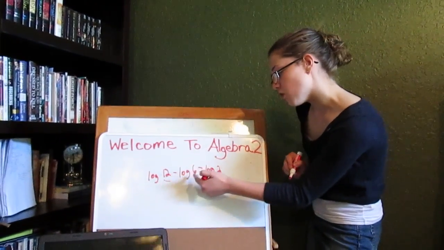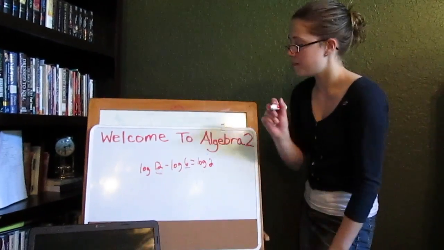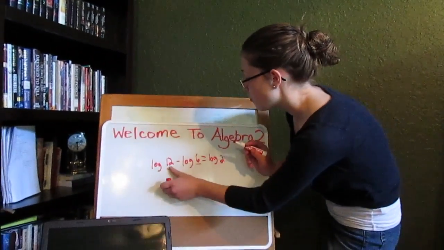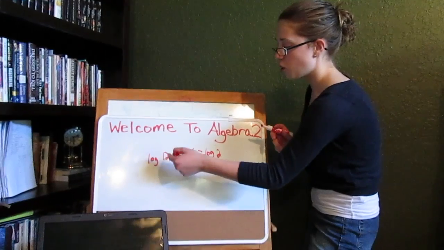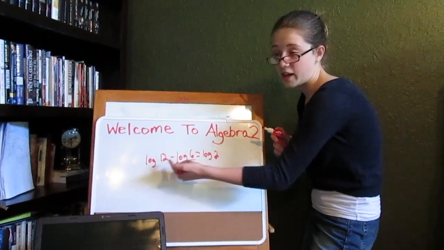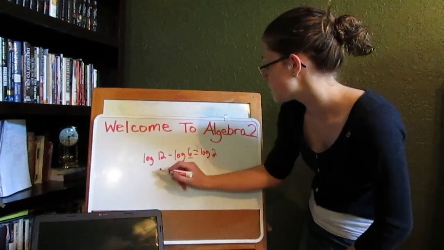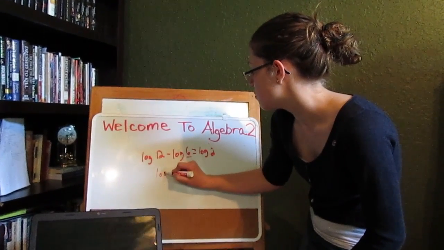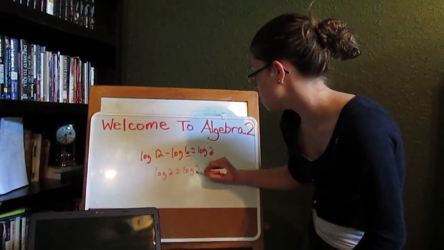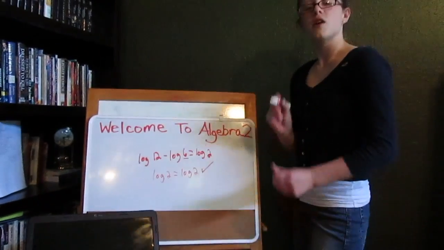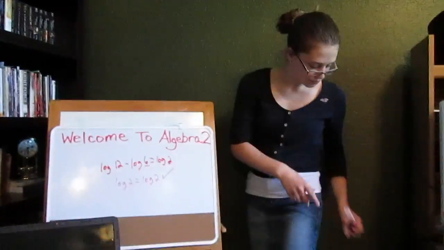Log 12 minus log 6 equals log 2. Simply do what you did before. Divide 12 by 6, since log 6 is being subtracted from log 12. Divide 12 by 6, and you have log 2 equals log 2. They're equal, so the solution is confirmed.